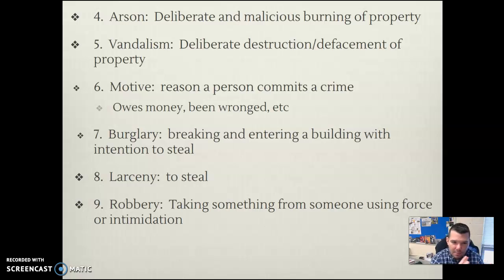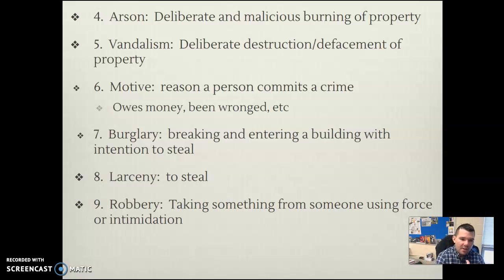Now again, this is something that's different. Burglary, robbery. Burglary is breaking and entering a building with the intention to steal. When you go into a house, into a home, into a business, and your intention is to steal, that would be burglary. Larceny is just another word for steal, so we'll kind of skip past that.